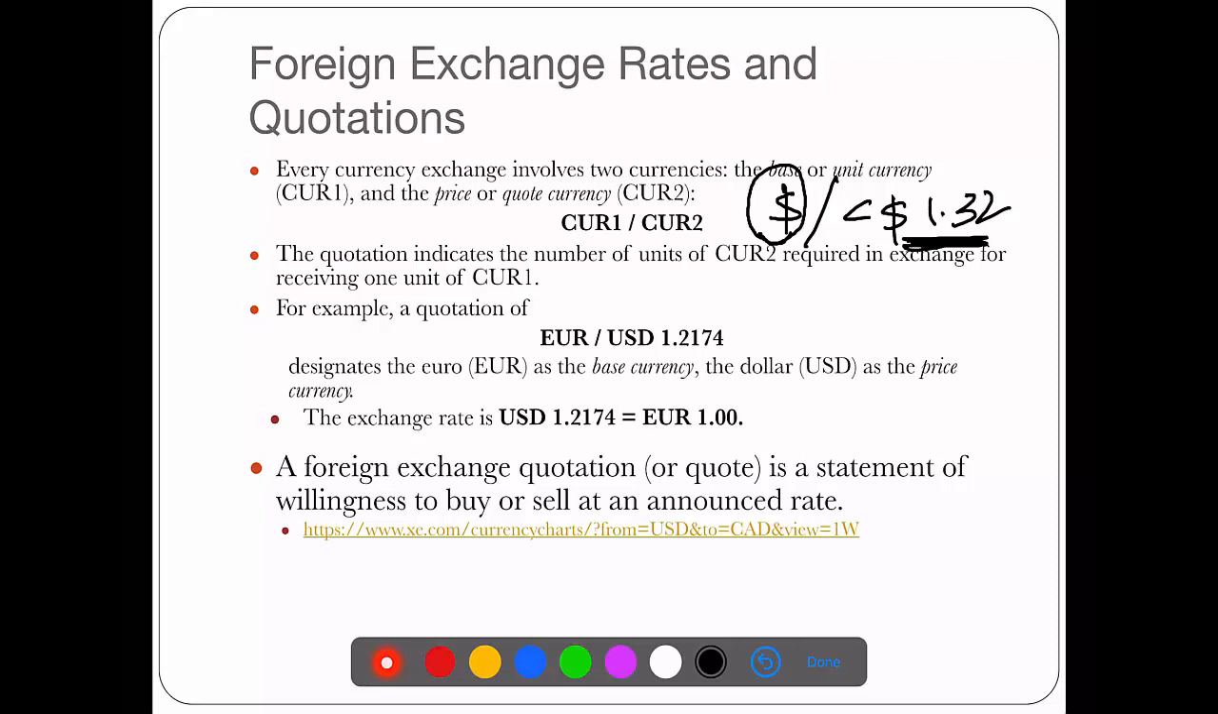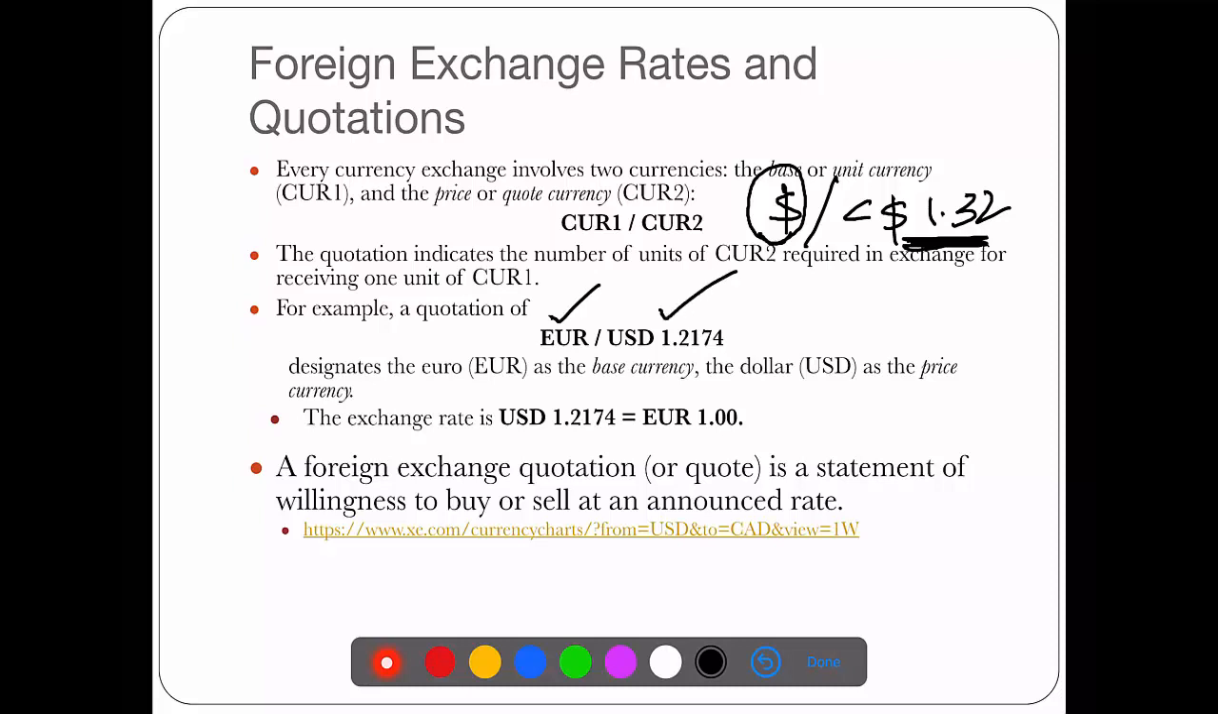In case of there is another example on this slide about the US dollar and euro. We can see that there is a quotation between the euro and the US dollar over here, and we can see that 1 unit of the euro is priced at 1.2174 US dollars. So it means this is the base currency now, and this is the price or quote currency.